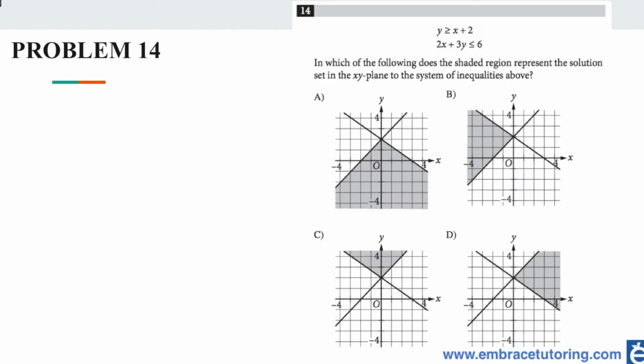Okay, so problem 14 says, in which of the following does the shaded region represent the solution set in the xy plane of the system of inequalities above? Hopefully you can quickly tell that these are systems of stacked inequalities, right? They're one above the other. You also see that all of these lines are linear, which makes sense because these are all y equals mx plus b linear inequalities.